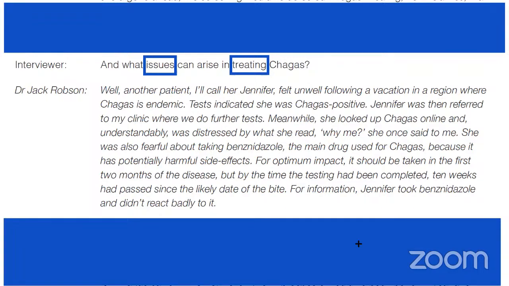The point here is you should know the clue is here very clearly, glaring and extremely clear. So here it is. What issues can arise in treating Chagas? Treatment. In treating Chagas, treatment. You should be aware of what he's telling here. Well, now here you can see.